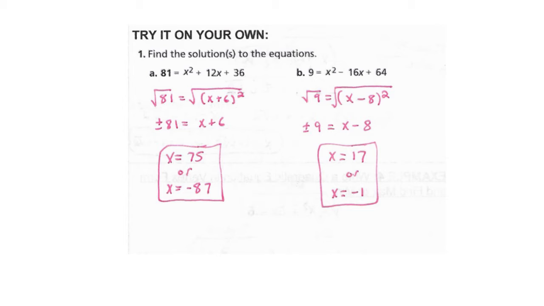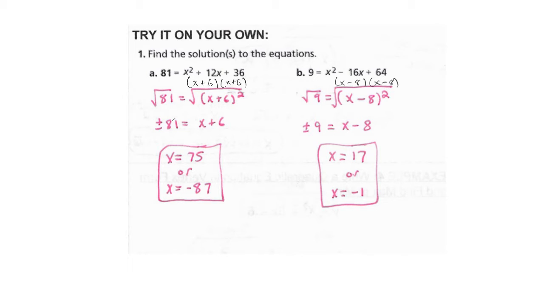Hopefully you tried them. The solutions we get: when you factor this, it becomes x plus 6 times x plus 6, which we rewrite as x plus 6 squared. This one we get x minus 8 times x minus 8, because the factors of 64 that add to negative 16 are negative 8 times negative 8. Take the square root of both sides. On the left side, we get a plus or minus, and on the right side, the square and the square root cancel out. Then you just need to solve for x for the positive.